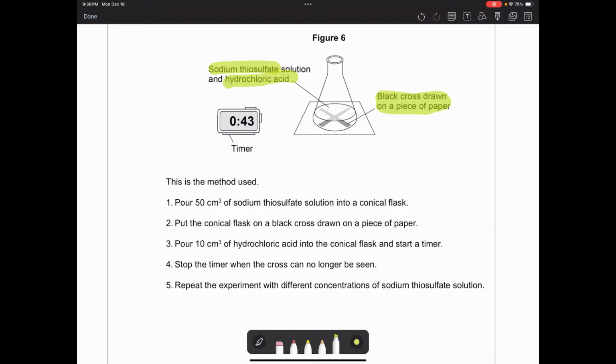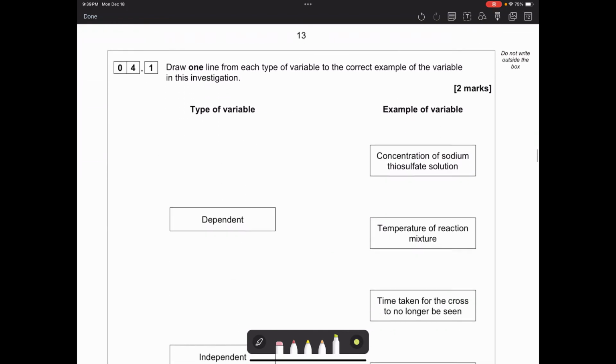This is the method used. You pour 50 centimetre cubed of sodium thiosulfate into a conical flask. You put the conical flask on a black cross drawn on a piece of paper. You pour 10 centimetre cubed of hydrochloric acid into the conical flask and then start a timer. You stop the timer when the cross can no longer be seen. You repeat the experiment with different concentrations of sodium thiosulfate solution, and then you would see the difference.